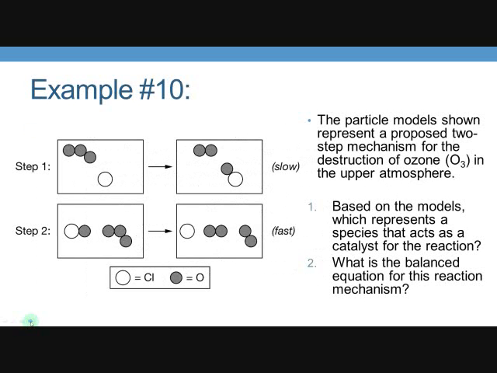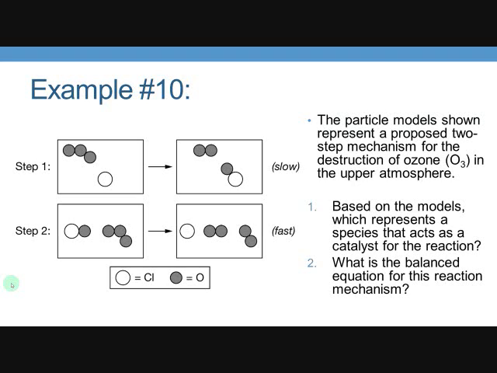Okay, so we have this picture. This particle model will show a representation of a proposed two-step mechanism for the destruction of ozone in the upper atmosphere. Based on the models, which represents a species that acts as a catalyst, and what is the balanced equation for this reaction? So let us write out the step equations. So this has not been given for us, so let's do that from the models, okay? So the empty circle stands for chlorine, and the filled in circles stand for oxygen.